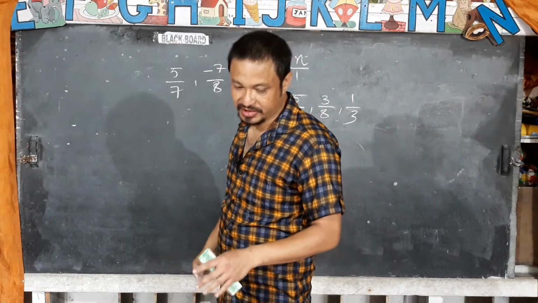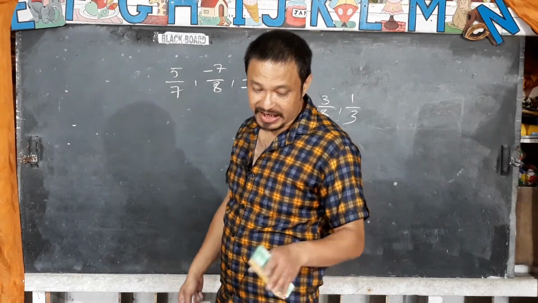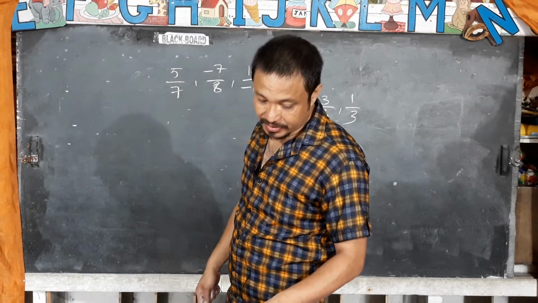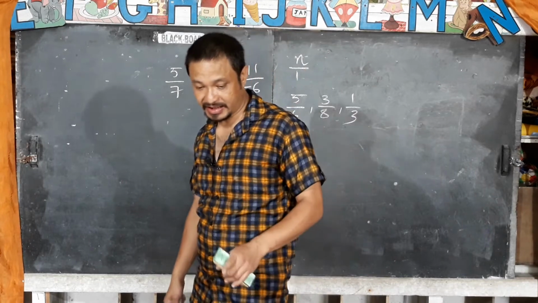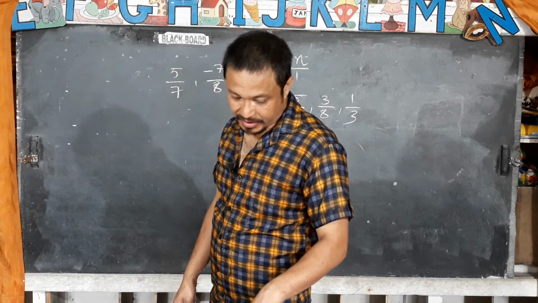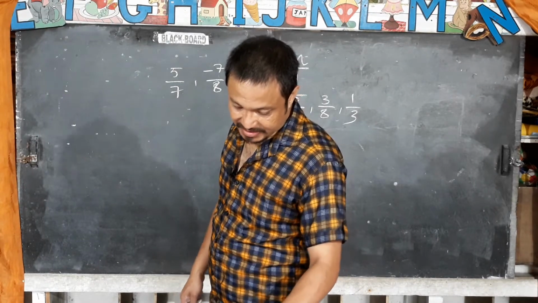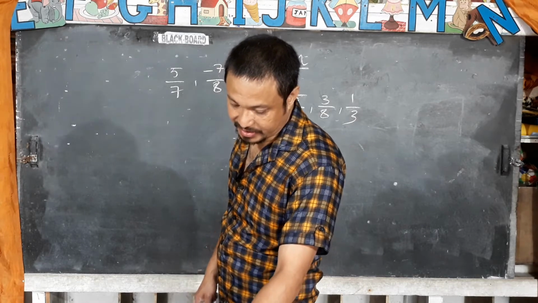So these rational numbers are not integers. Thus, the statement that says, point number 3, every integer is a rational number, but a rational number need not be an integer, stands true. Now we move on to the fourth one. Every fraction is a rational number, but a rational number need not be a fraction.